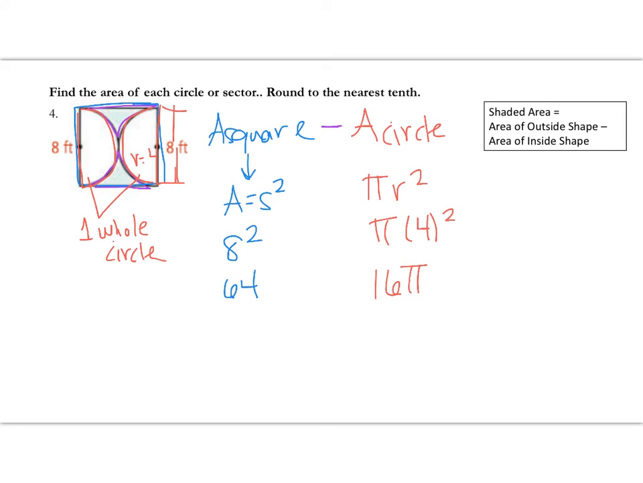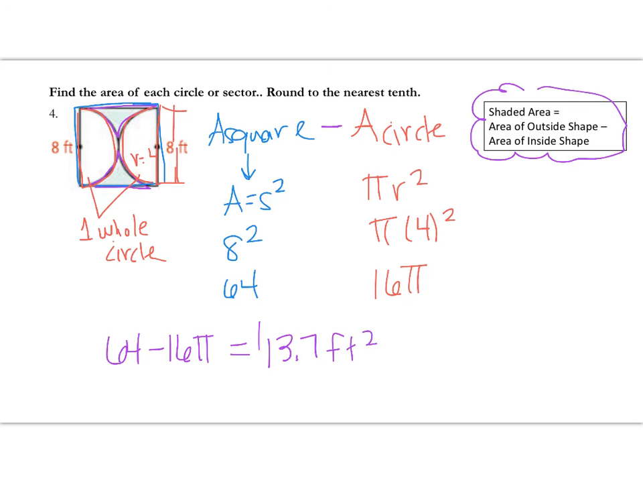And then we have to subtract. Just make sure you're doing what it says over here, that you're doing the outside shape minus the inside shape. So the outside shape was the square. So it's going to be 64 minus 16 pi. Again, you cannot subtract the 64 and the 16. You've just got to type that exactly like that in your calculator. Don't try to combine them. Just type it in. Should get 13.7 feet squared.